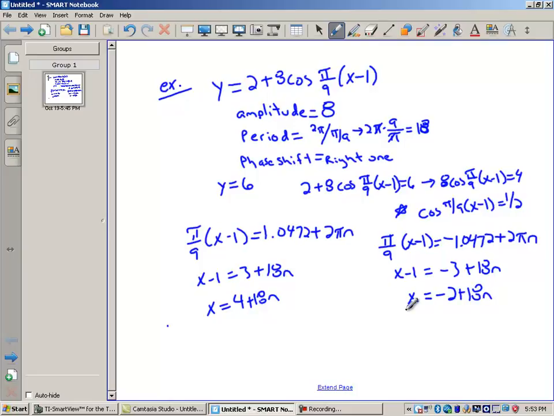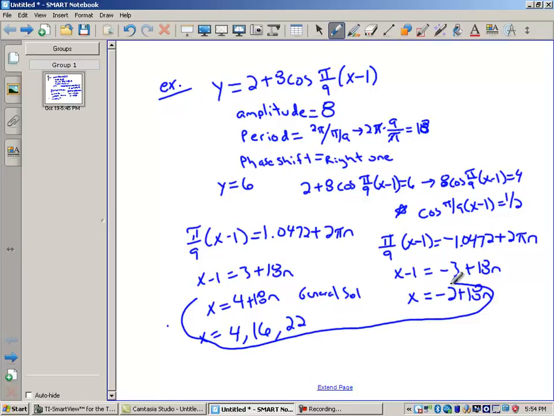So that's our general solutions, and let's see if we can get the first 3 positive values. The first positive value is not negative 2, it's 4. The second positive value is negative 2 plus 18, which is 16. And the third positive value is 4 plus 18, or 22. Let's go see if we agree with those answers for the first 3. 4, 16, and 22.